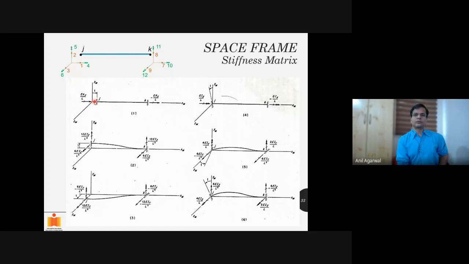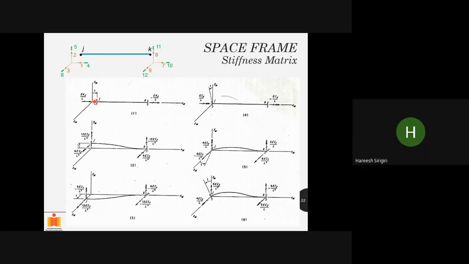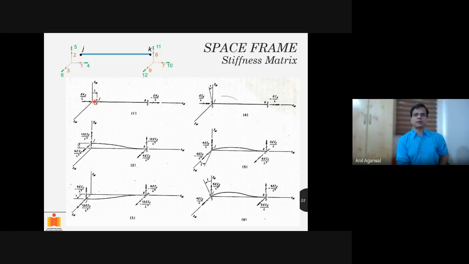It's not 2 and 4. 5 and 11? You should notice that 5 is the rotational degree of freedom, and 11 is at joint K. I'm only talking about joint J for the time being. So at joint J, there were 2 degrees of freedom in plane beam at that joint.